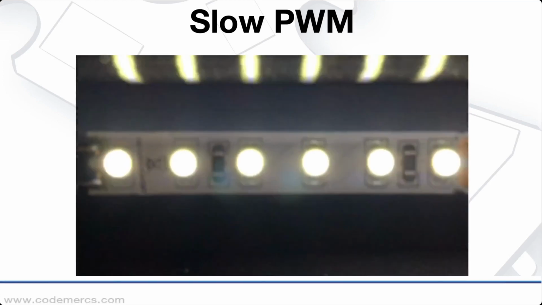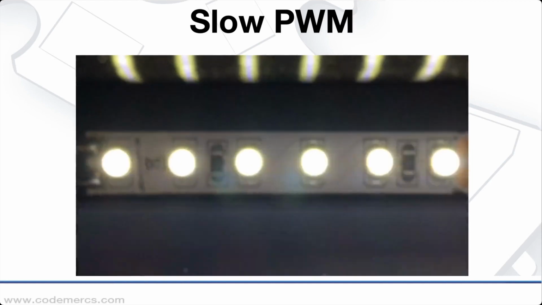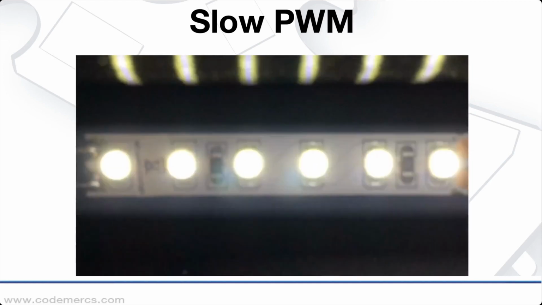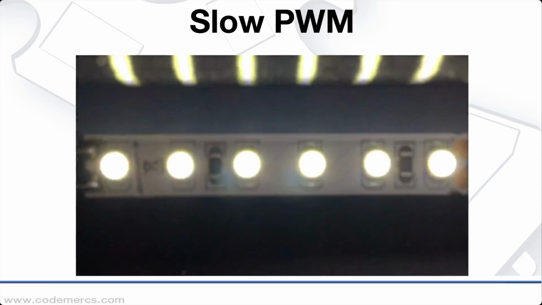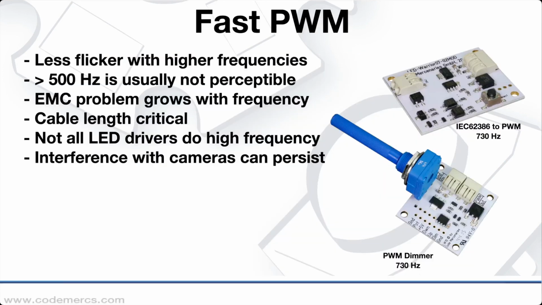Here's an example of a too slow pulse width modulation. It runs at about 70 Hz, and it generates significant artifacts with a camera, and it's also not really pleasant to look at with a naked eye. Most of the problems go away with a higher frequency of the pulse width modulation.